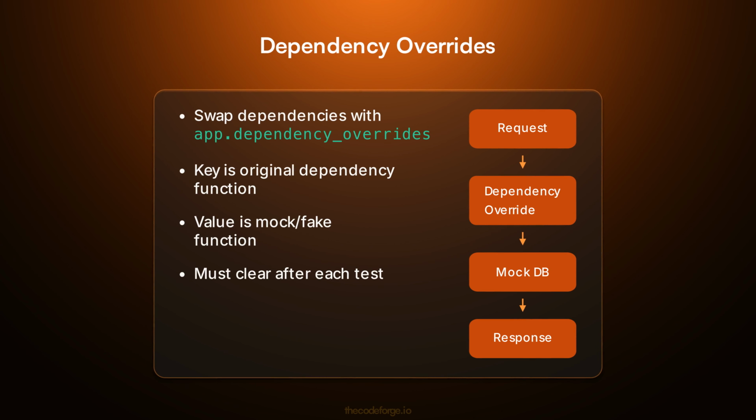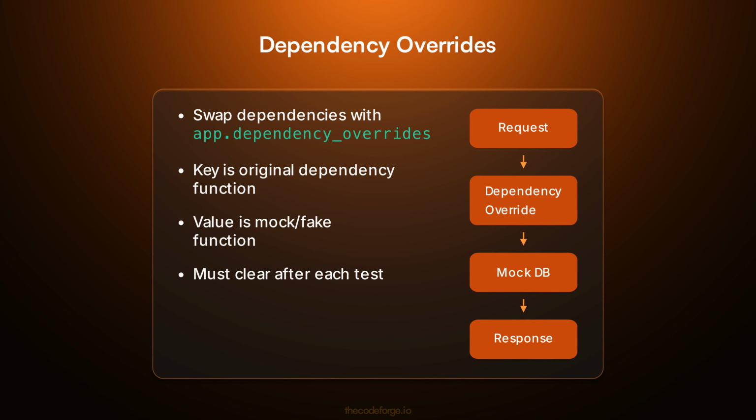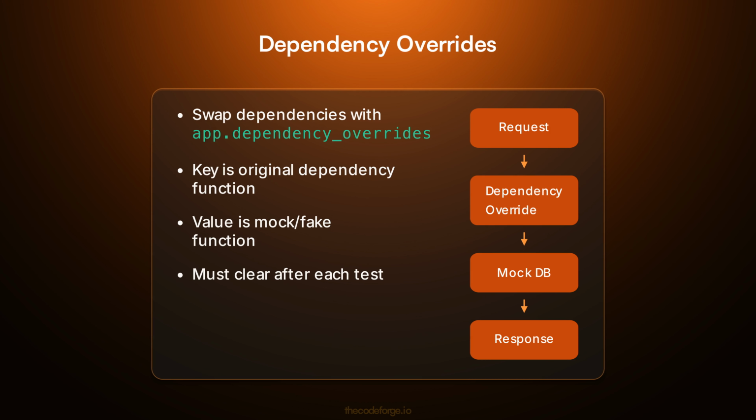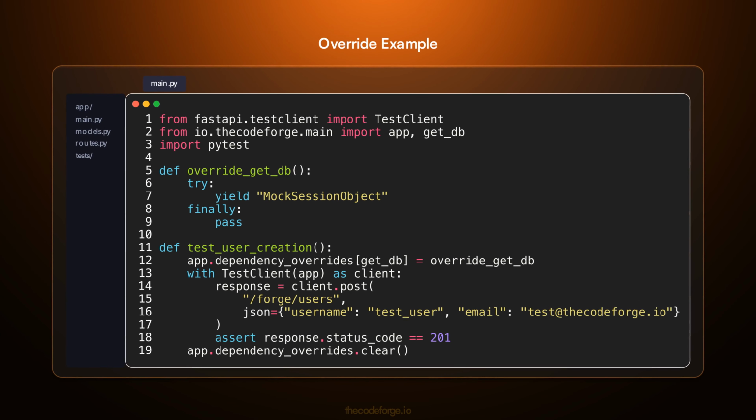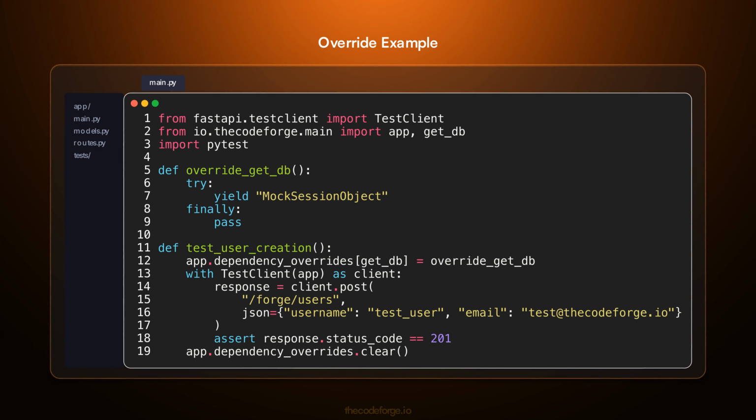Real-world testing requires bypassing side effects like sending emails or writing to a production database. app.dependency_overrides is a dictionary where the key is your original dependency and the value is your mock or fake version. Here we override the get_db dependency with a mock that returns a fake session. After the test, we clear the overrides to prevent cross-test pollution.